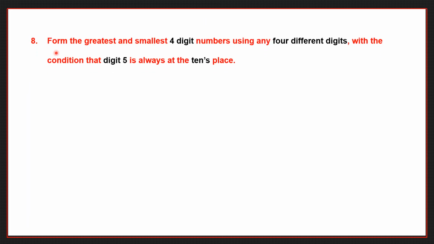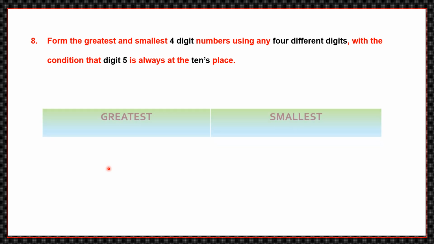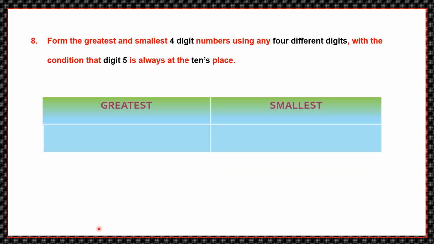Question 8. Form the greatest and smallest 4-digit numbers using any 4 different digits. So we have to make the greatest number of 4 digits, but all the 4 digits have to be different. And there is one more condition. Digit 5 is always at the tens place. So let's begin and do this carefully. So we're going to form the greatest number. Now, which is the greatest 4-digit number? The greatest 4-digit number is 9999. 4 nines, isn't it?